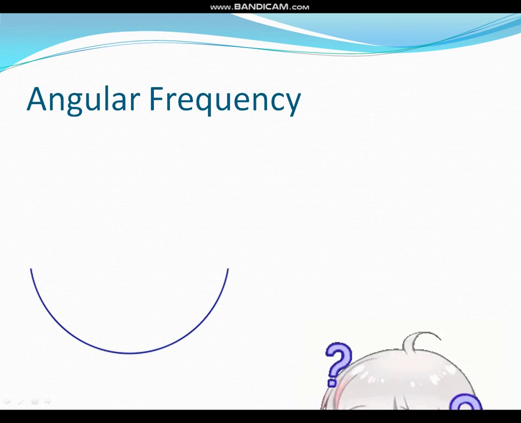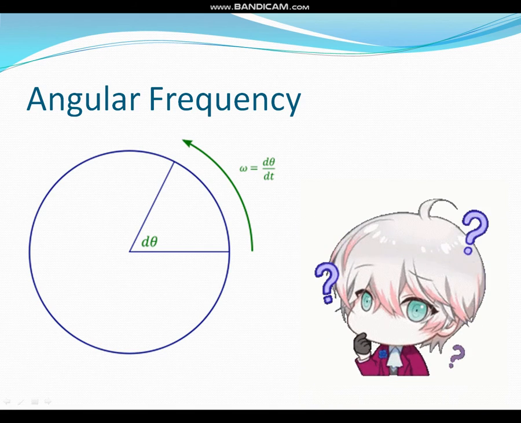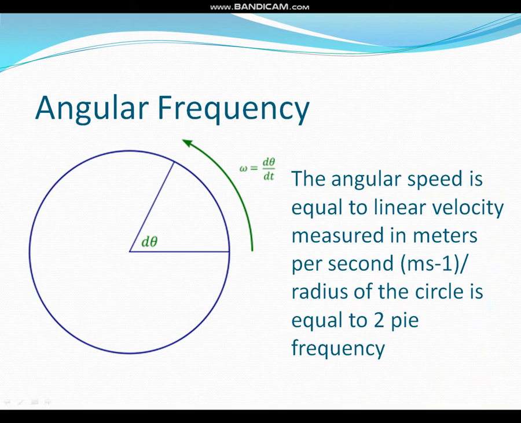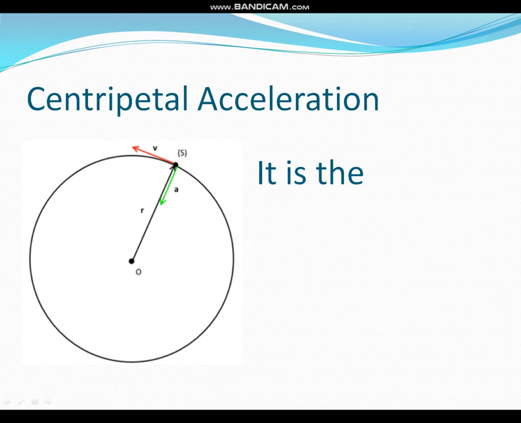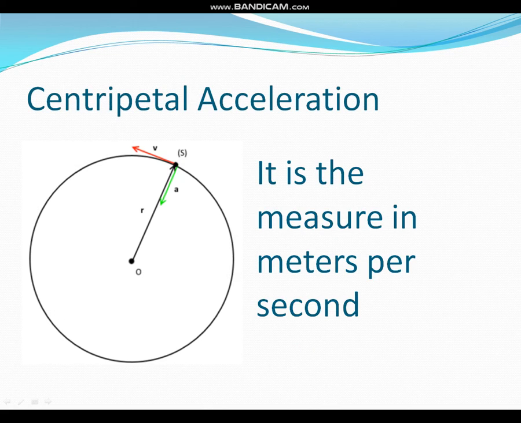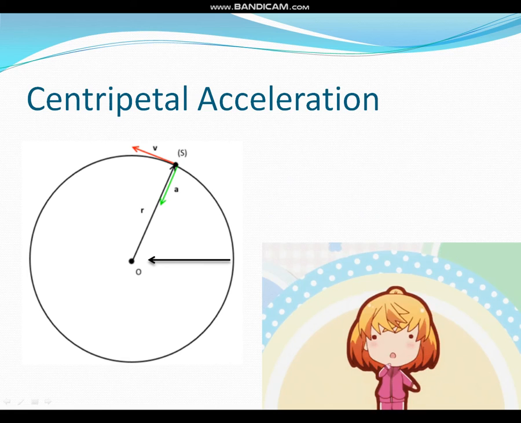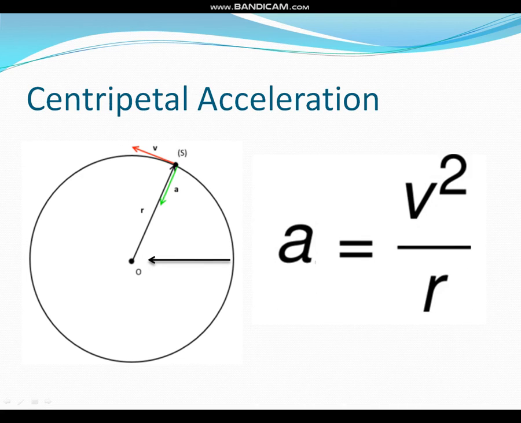Next, we need to look for angular frequency. The angular speed is equal to linear velocity measured in meters per second. We calculate it using this formula. Remember that it is always directed towards the center. How do we calculate this? We get the velocity and raise it to the power of 2 before dividing it by the radius.